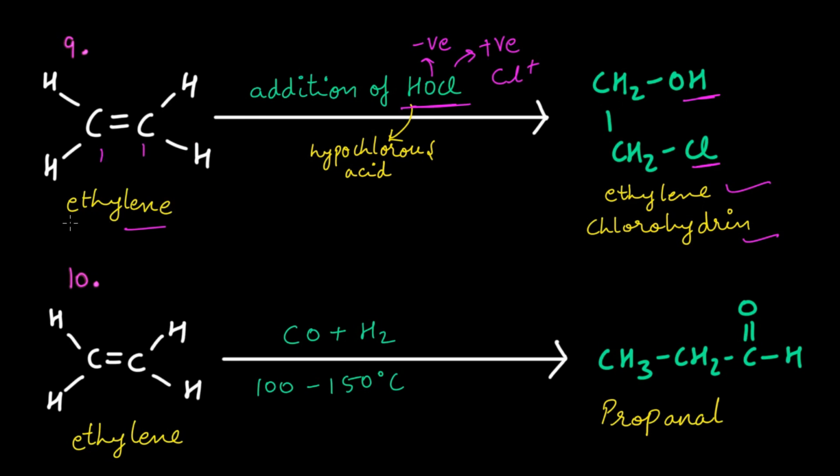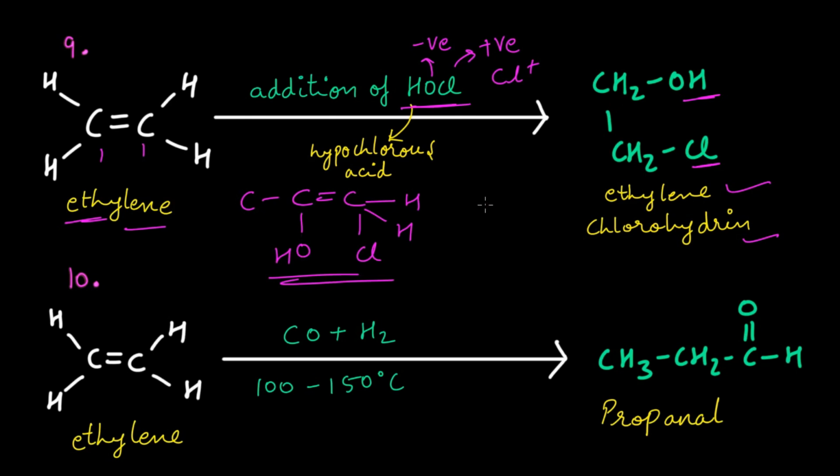Now this is the case of ethylene. If you are talking about an unsymmetrical alkene like propene, I am repeating this because it is important. The positive part will attach to that carbon that has the higher number of hydrogens. This carbon had two hydrogens, so chlorine will be placed here and OH will be placed here. Follow the Markovnikov rule, right? That's how you reach the product in case of unsymmetrical alkenes.